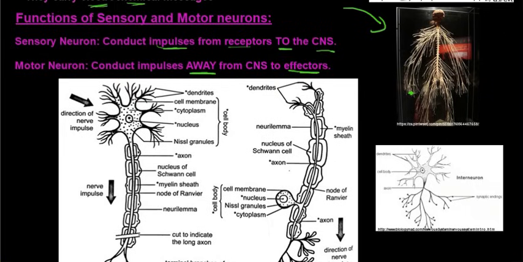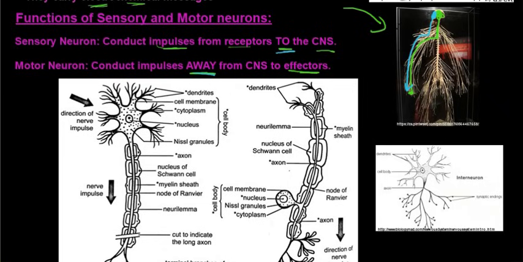That impulse then gets sent through your sensory neurons to your central nervous system, where that information is then processed. Now, so it's taking it to the central nervous system. With the motor neuron, that conducts impulses away from the central nervous system and takes it back to the effector organ. So away and to. Very important to know the difference between the two.